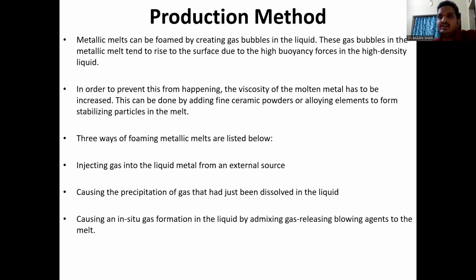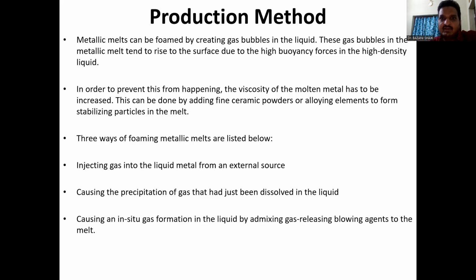Also, when we are discussing this concept, the production method is one concept involved in metal foam. Metallic melts can be foamed by creating gas bubbles in the liquid. These gas bubbles in the metallic melt tend to rise to the surface due to the high buoyancy forces in the high density liquid. In this production method, in order to prevent this from happening, the viscosity of the molten metal has to be increased.